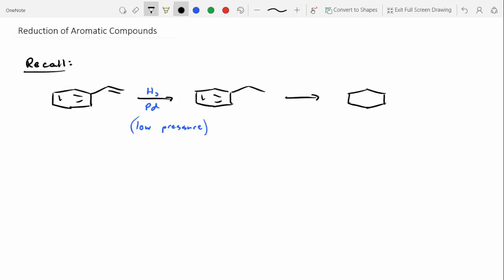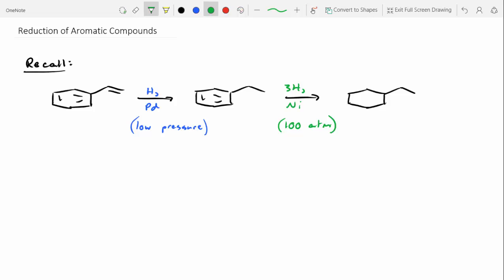Super high pressure. And you can do this, but you have to use typically a different catalyst, and you have to use 3 equivalents of hydrogen gas. And typically this requires about 100 ATM, which is a huge amount of pressure. Most labs are not equipped to handle that sort of high pressure chemistry. So you very rarely see this done.